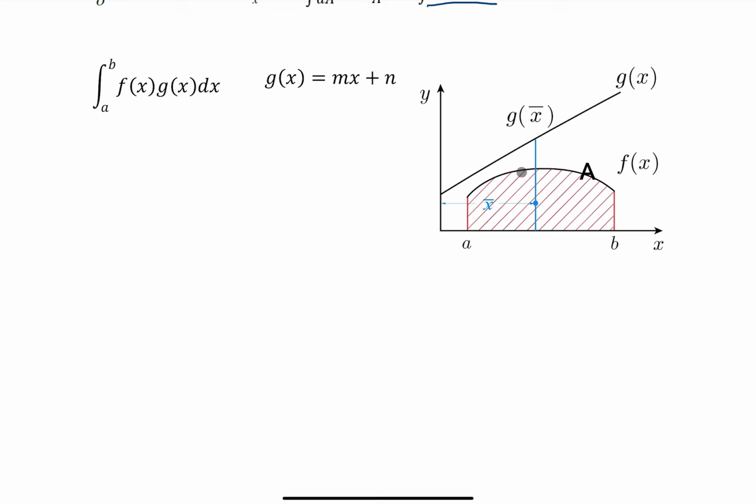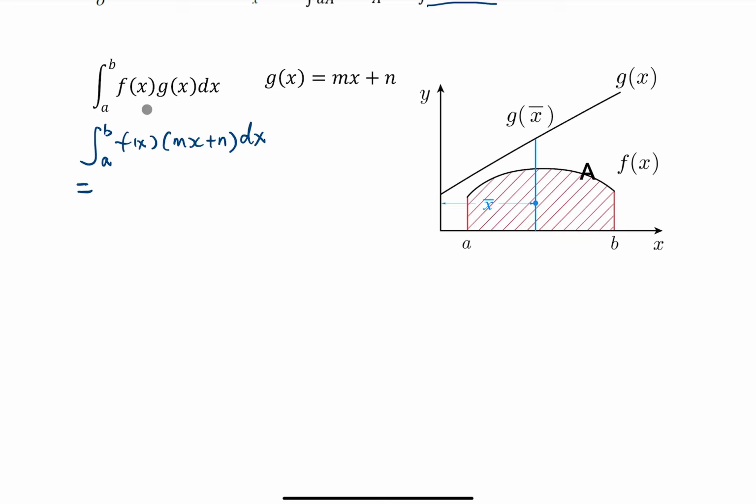So I just draw this curve as f(x). If we want to evaluate this special integration, we can put mx plus n into this integration. We got an expression for this integration: the integral from a to b of f(x) times g(x), expressed by mx plus n, dx.